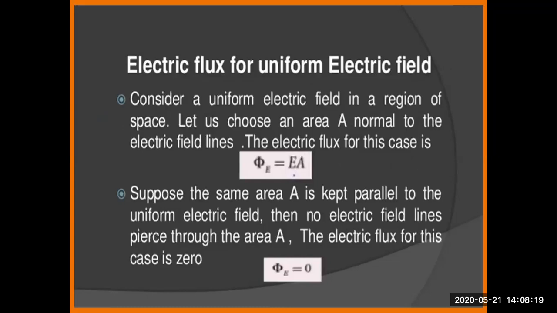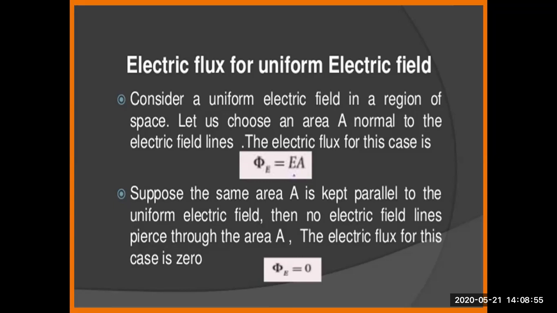Next one is electric flux for a uniform electric field. Consider a uniform electric field in a region of space. Let us choose an area A normal to the electric field lines. The electric flux for this case is phi E equals E A, where E is the intensity of the electric field and A is the area, the area of that perpendicular surface placed normally to the electric field lines.